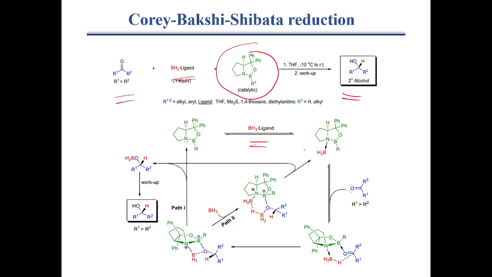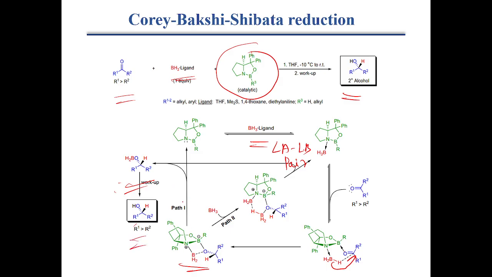So Lewis acid, Lewis base pair it will form. Now this is also boron, so it also has a vacant p orbital. So now the ketone will come to this center and the hydride will transfer from the boron and it will form this, after elimination of the active catalyst. It will form this boron, and after water it will form the alcohol.